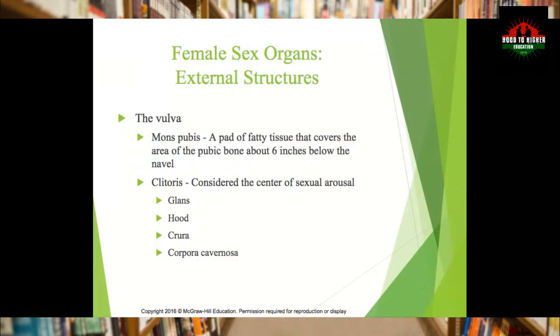Okay, the mons pubis, or pubic mound. This came from the Greek, the mound of Venus. It's a pad of fatty tissue that covers the area of the pubic bone about 6 inches below the navel. Beginning in puberty, the mons is covered with pubic hair. Because there is such a rich supply of nerve endings in the mons, caressing it, stroking it, licking it, all can produce great pleasure.